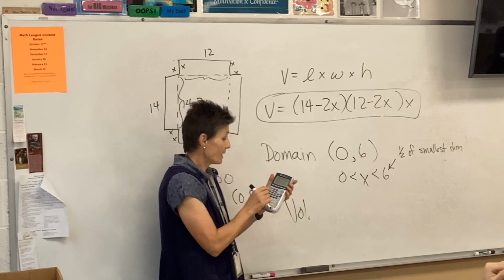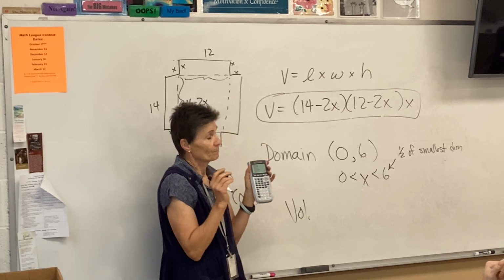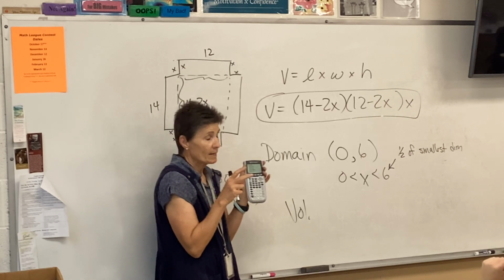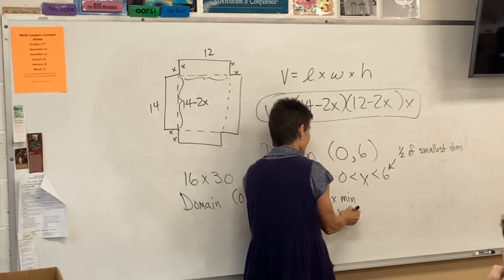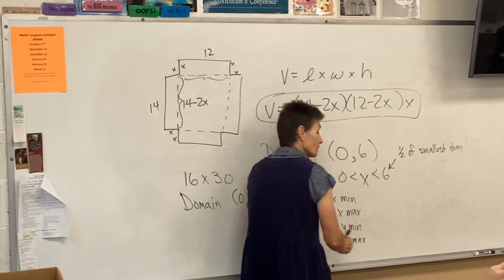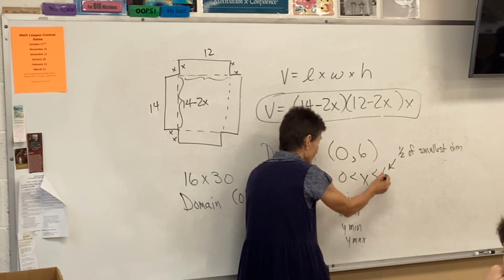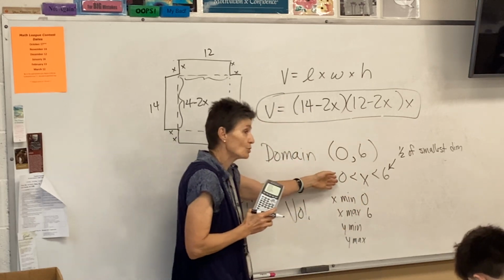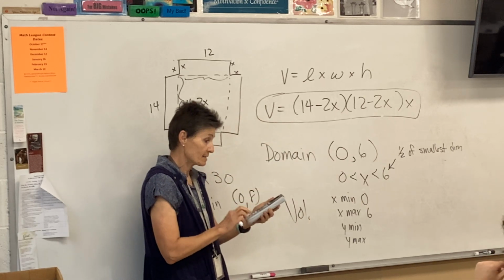All right? Then I'm going to window, and this is hugely important. I hope you're taking good notes. Go to window. And when you go to window, it asks you some questions. It says x min, x max, y min, y max. Okay? Now, right here, you've done x min and x max. You have told me right now, by saying this is the domain, that x has to be between 0 and 6.